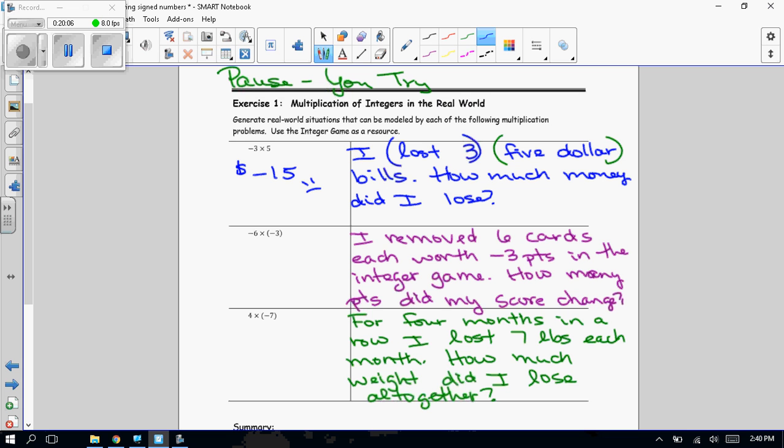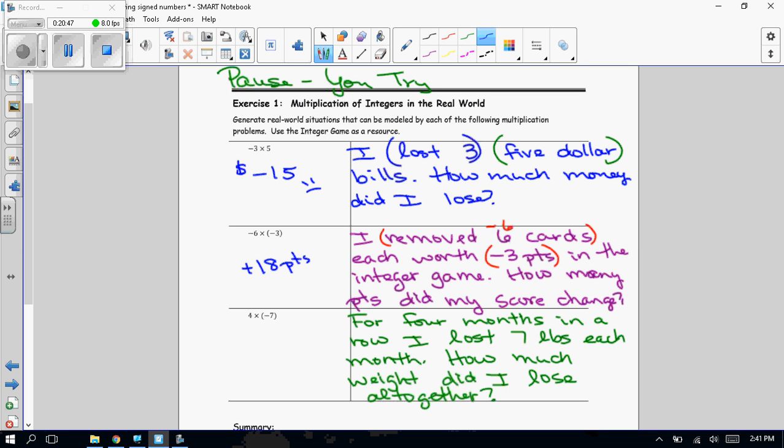All right, check out my next one. This one was a little trickier, so I did use the integer game to help me with this one. I said I removed 6 cards, each worth negative 3 points in the integer game. Removing 6 cards, there's my negative 6, each worth 3 points. That's kind of easy to see in the problem. And then how many points did my score change? So look at that negative and negative spot where we removed negative points. What actually happened? I actually gained 18 points.